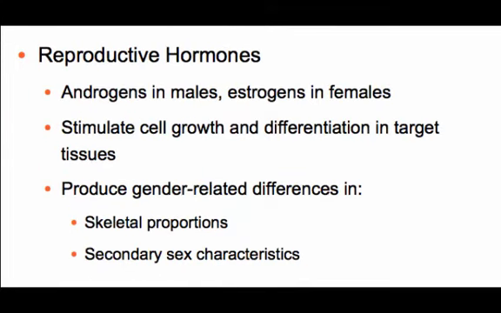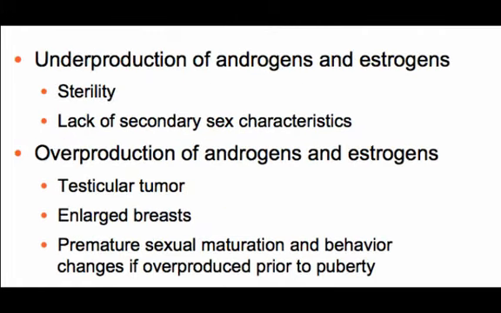The reproductive hormones are the androgens in males and the estrogens in females. These hormones stimulate cell growth and differentiation in target tissues. They produce different effects in the male as they do in the female, including the skeletal proportions and the secondary sex characteristics. Underproduction of androgens and estrogens could lead to sterility or lack of secondary sex characteristics.